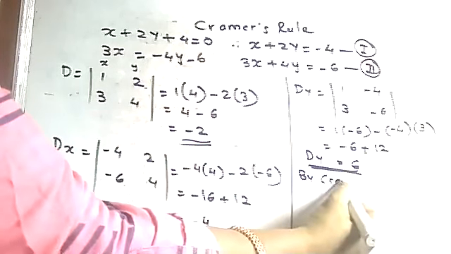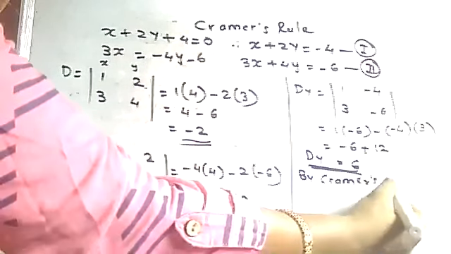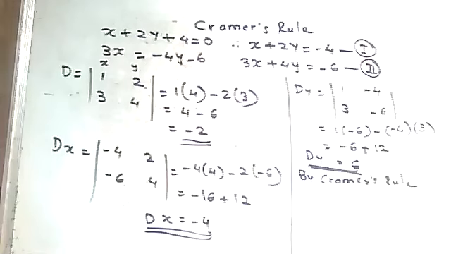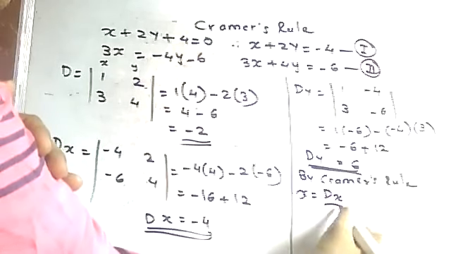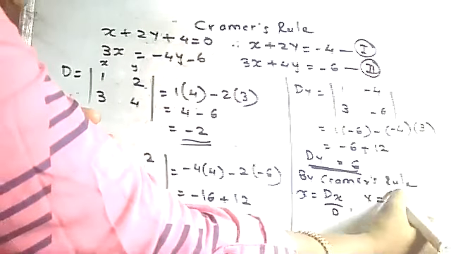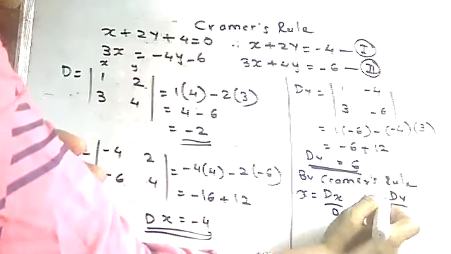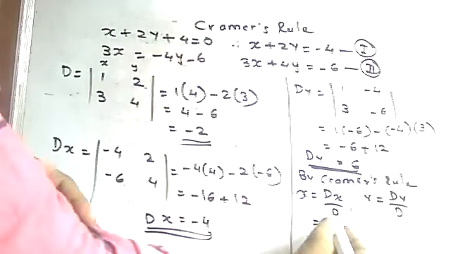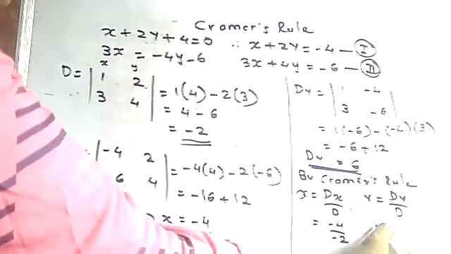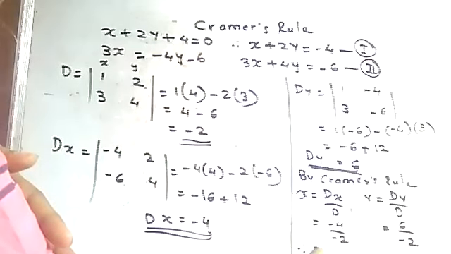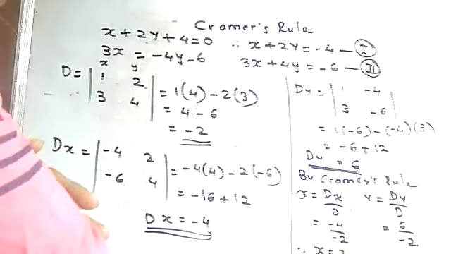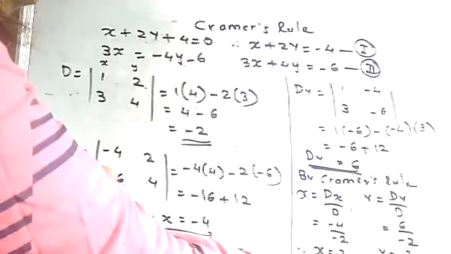Now by Cramer's rule, don't worry, I'll give you some sums to practice. The formula for x is dx upon d and y is dy upon d. dx is minus 4 upon minus 2, and here it is 6 upon minus 2. So x we get 2 and y we get minus 3.